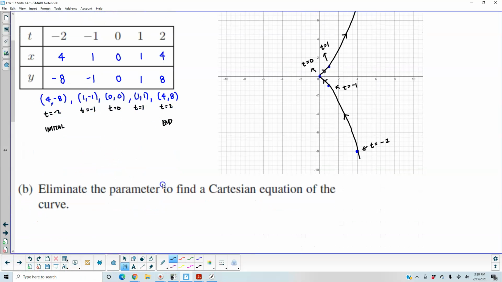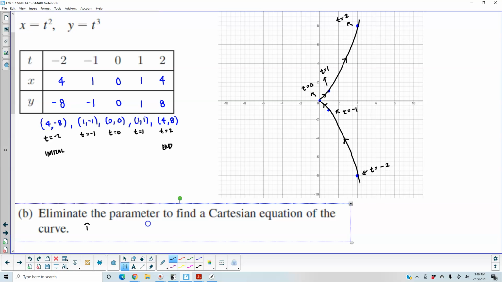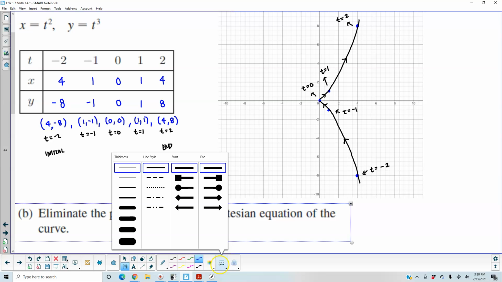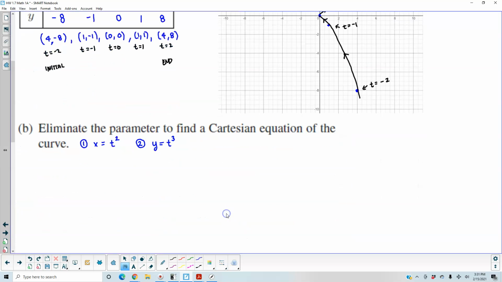Okay, and then part B, we want to eliminate the parameter to find a Cartesian equation of the curve. So we know that our first equation is x, which is equal to t squared. And then our second is y is equal to t cubed. So let's start with the second one and solve for t.